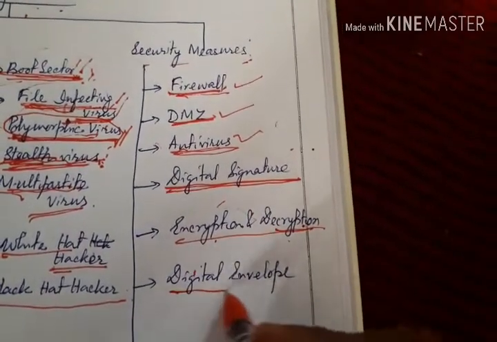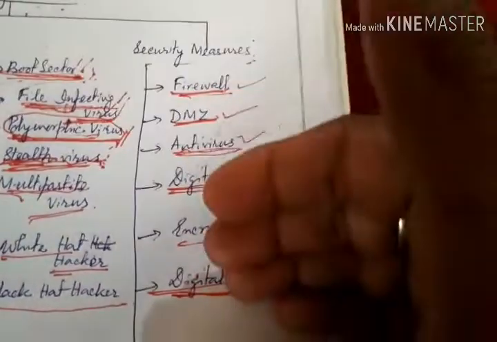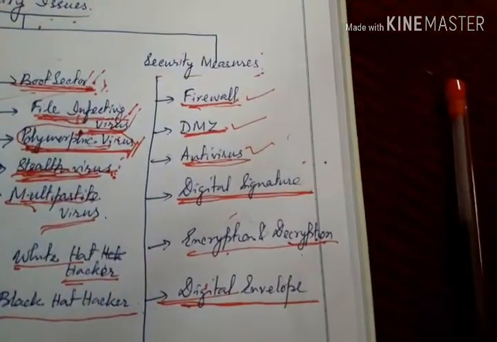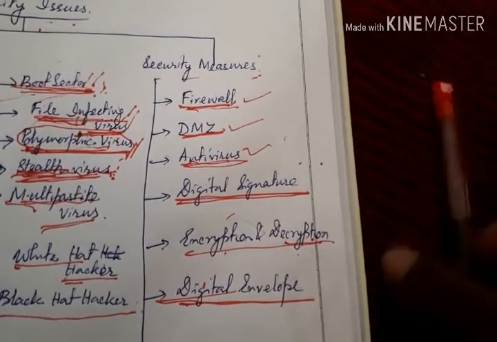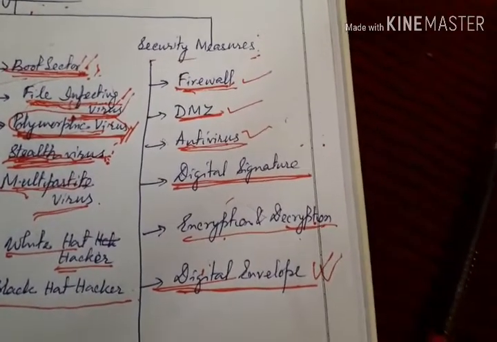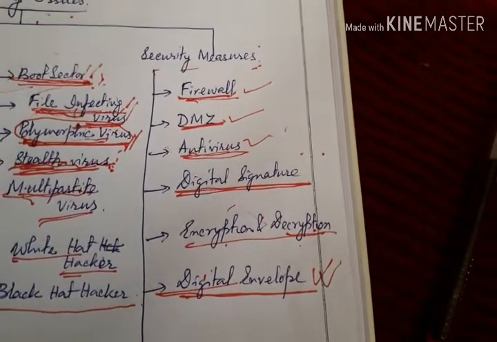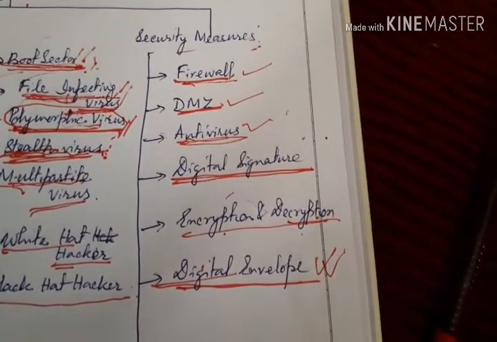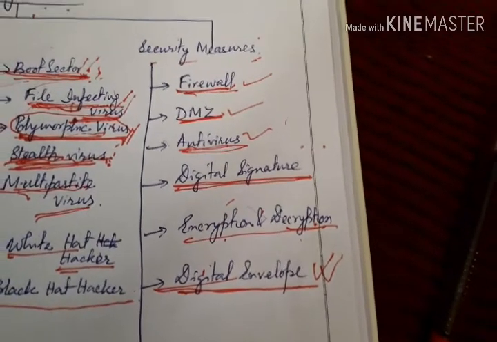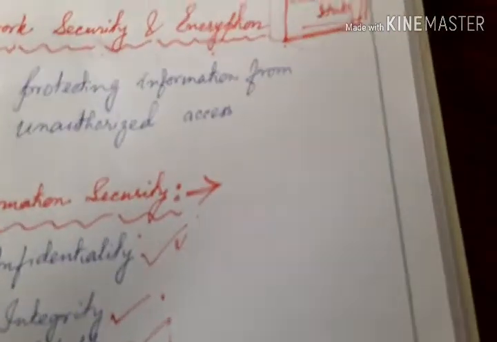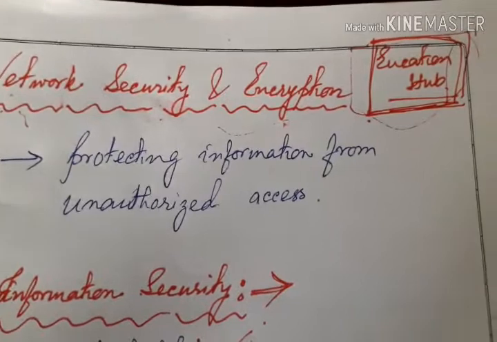Last one, that is digital envelope. Within an envelope, within a closure, the packet of data will be there, and whenever you access it, only the actual receiver can receive and decrypt it and get it back. Otherwise it cannot be accessed. That way unauthorized access, modification or hacking can also be checked. So this is the topic of network security and encryption.